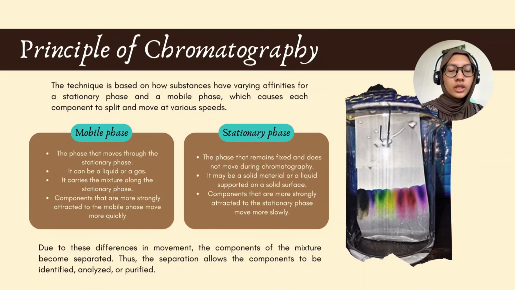And then the second one is the stationary phase. Stationary phase is the phase that remains fixed and does not move during chromatography. It may be a solid material or a liquid supported on a solid surface. The components that are more strongly attracted to the stationary phase will move more slowly. Due to these differences in movement, the components of the mixture will become separated. Thus, the separation will allow us to see the components to be identified, analyzed, or purified.